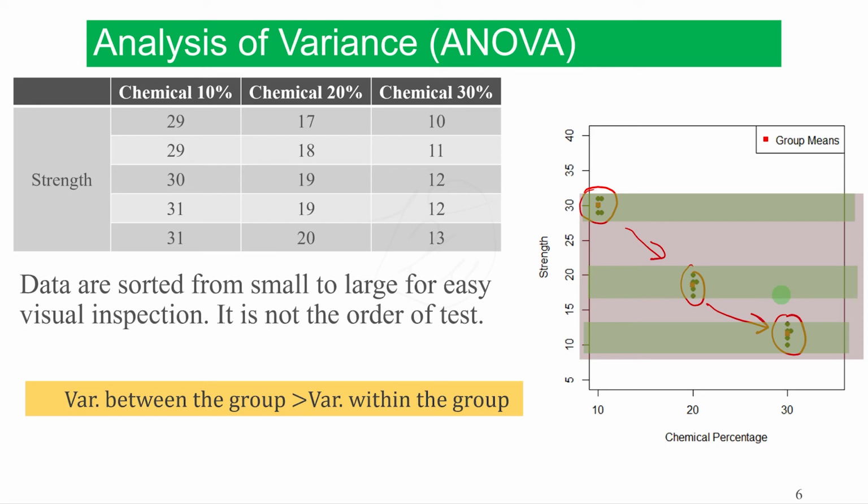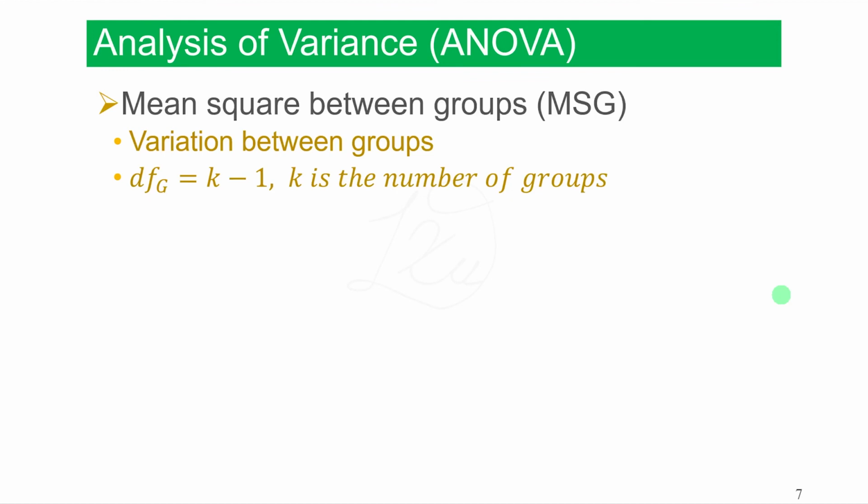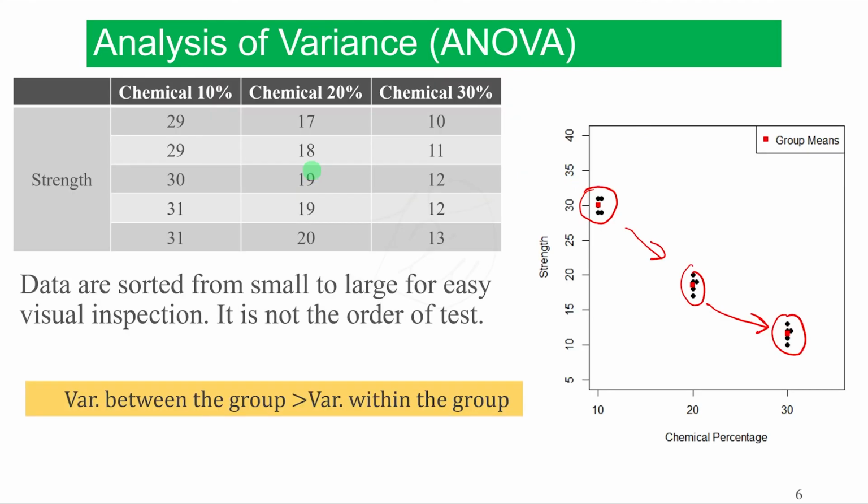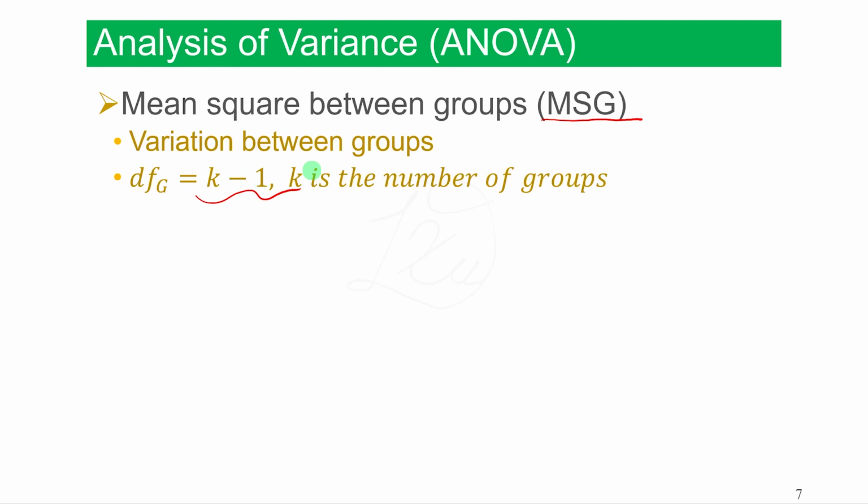Now we have done visual inspection to understand the concept of ANOVA. However, it is not always easy to compare differences between variations visually, so we need a statistical method to quantify the variations between the groups and the variations within the groups. In the ANOVA analysis, we use the mean square between groups, the MSG, to quantify the variation between groups, with degrees of freedom of the number of groups minus 1. So in the example here, we have 3 groups, so the degrees of freedom here is 2.